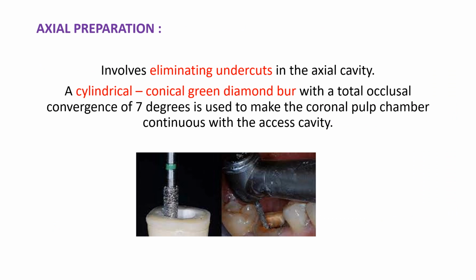Axial preparation involves eliminating undercuts in the axial cavity. A cylindrical, conical green diamond burr with a total occlusal convergence of 7 degrees is used to make the coronal pulp chamber continuous with the access cavity.